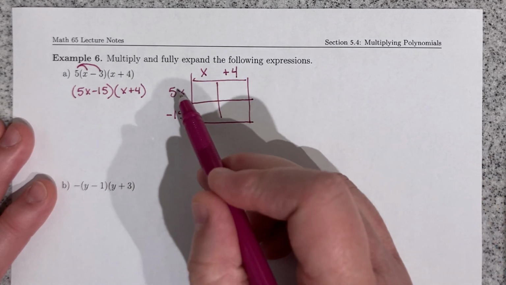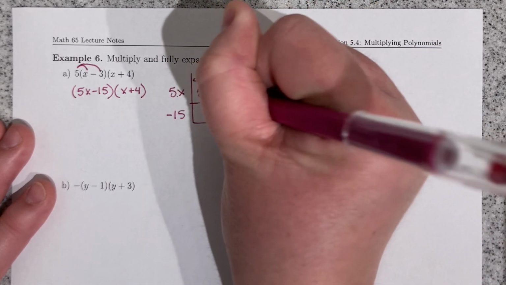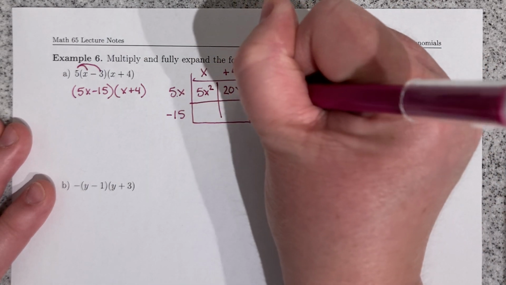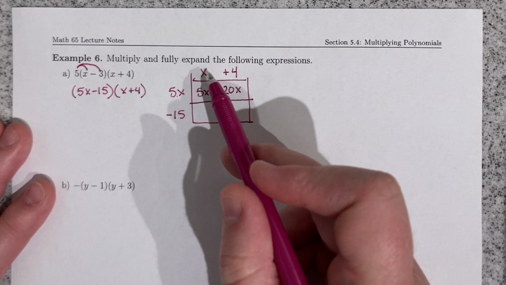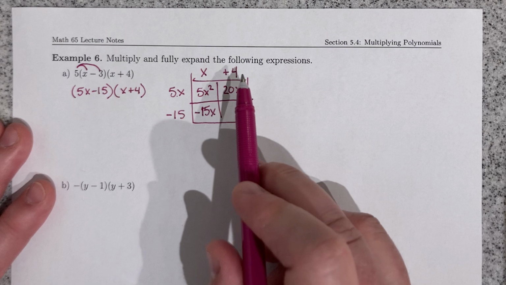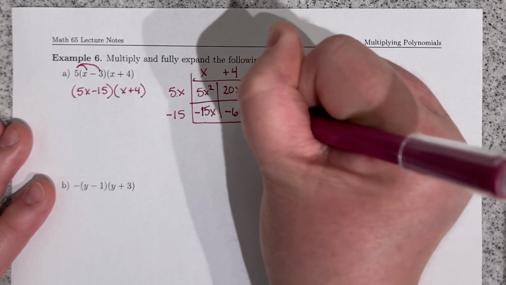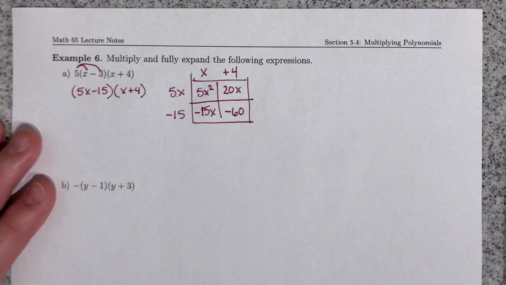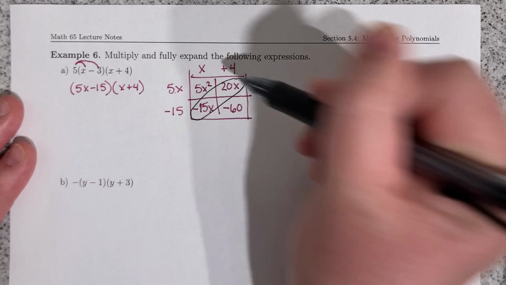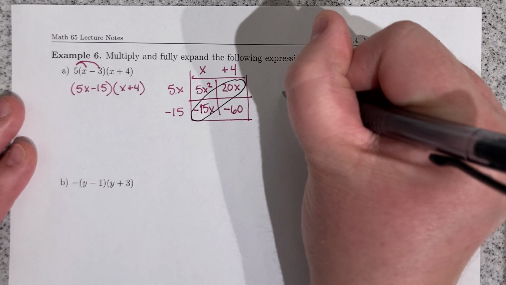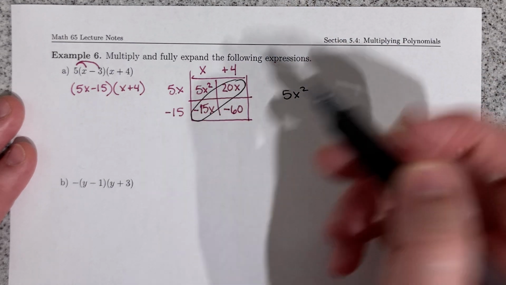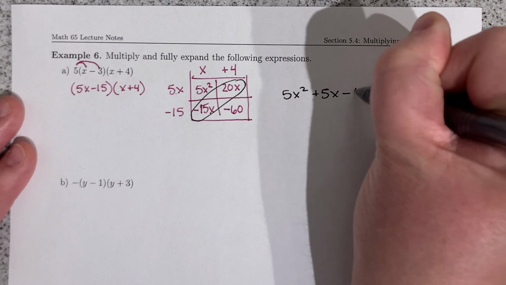And now we do our multiplication. So 5x times x makes 5x squared. 5x times positive 4 makes 20x. Negative 15 times x is negative 15x. And then negative 15 times 4 makes negative 60. All right, last step is the like terms, which are often in that diagonal. So our final answer is 5x squared, and then 20x minus 15x makes plus 5x minus 60.